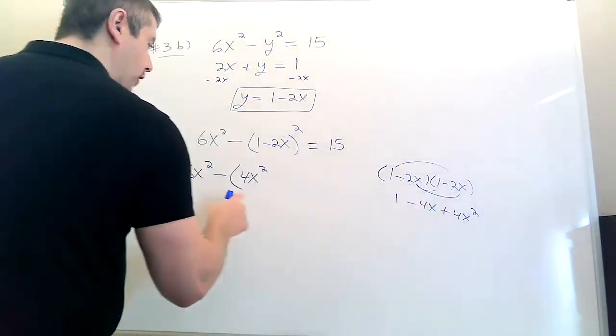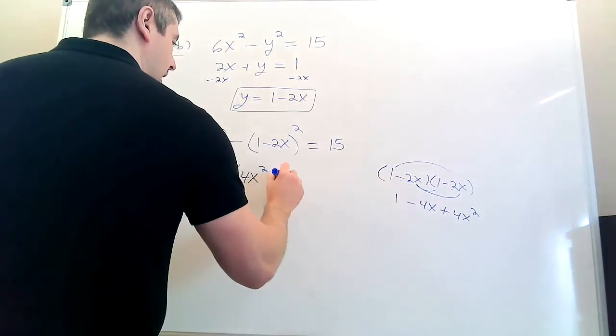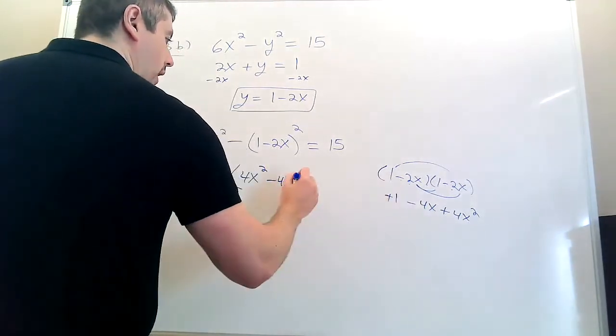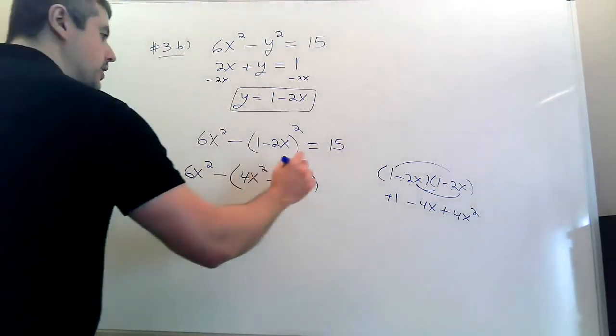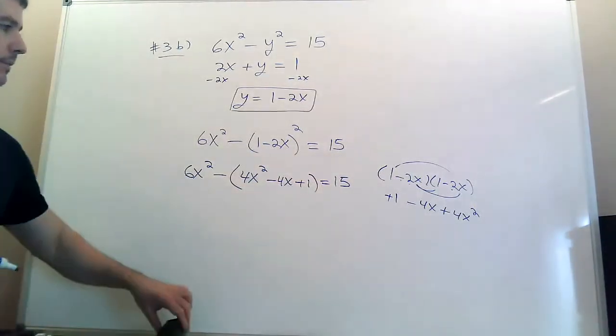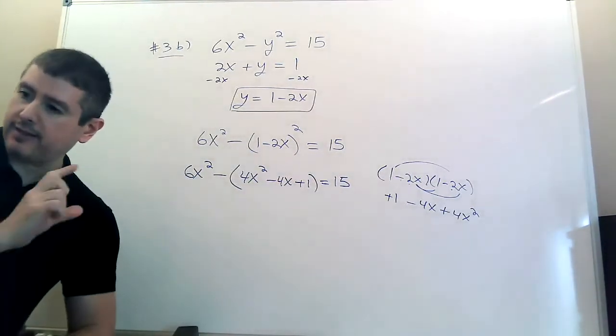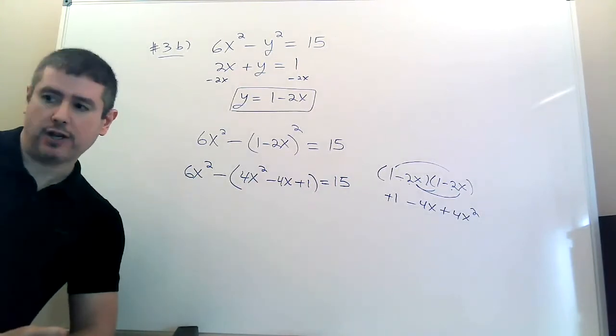So this is positive 4x squared, positive 4x squared. That's a negative 4x, negative 4x. This is a positive 1. You don't have to reverse it the way that I am. I am doing it for convenience. You will understand why I did it in the next step. But I like to keep it in that order. You like to have it x squared, x, the number, because you need it like that to factor anyway.